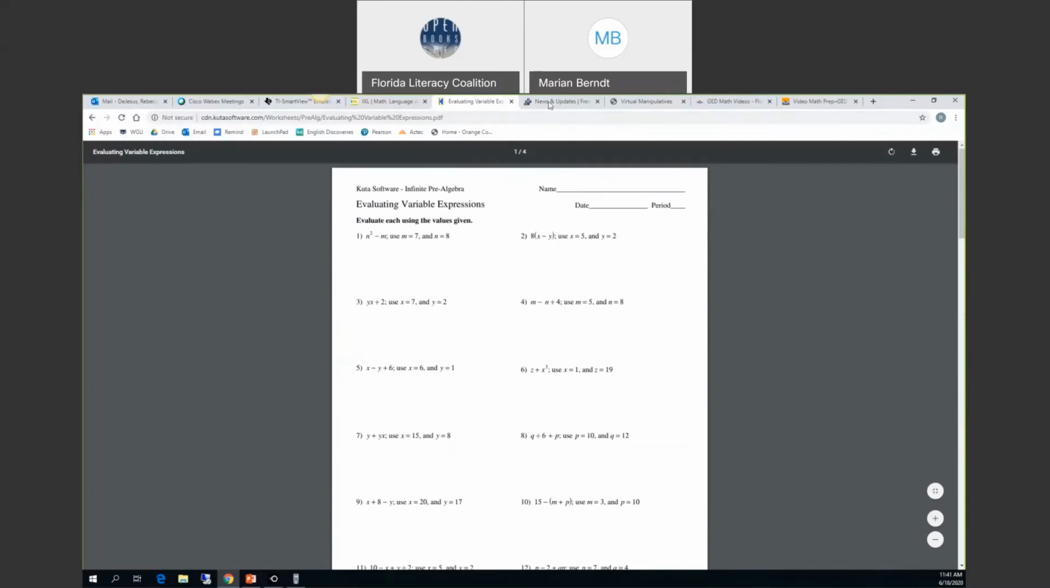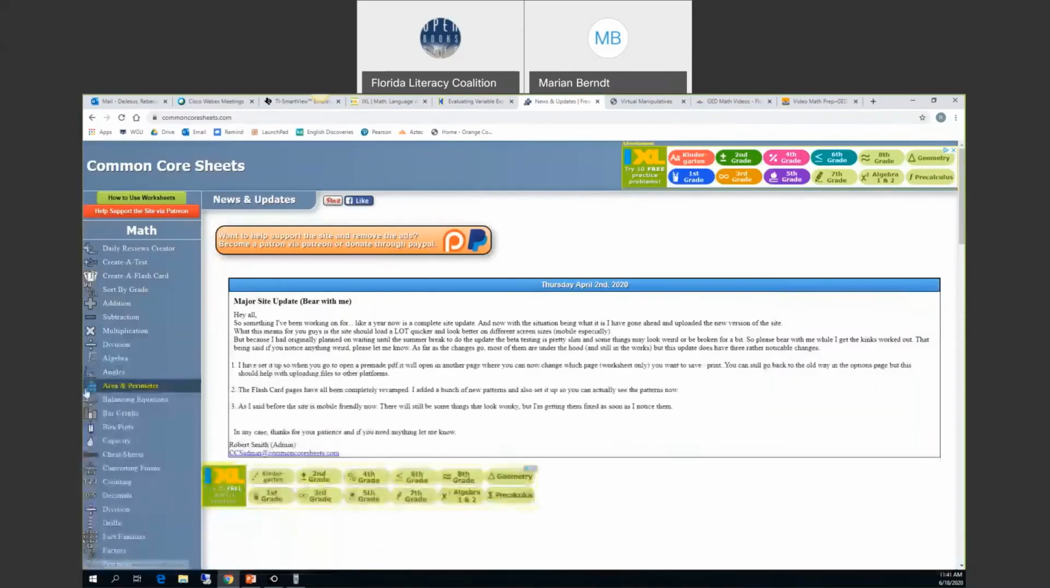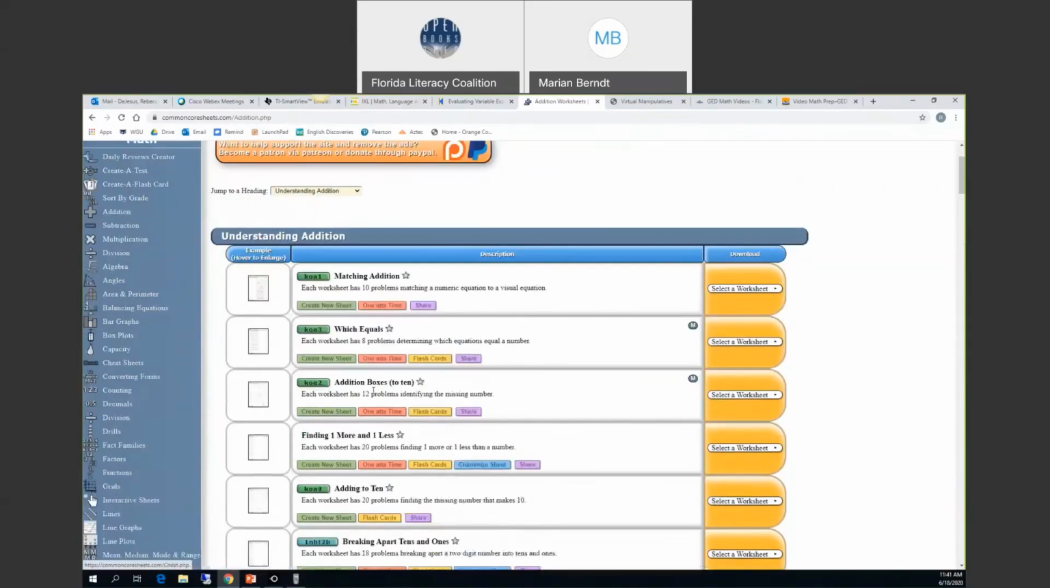So that's CUDA software. And then, let me get here, Common Core Sheets is another one where you have all of these ABE resources, goes down to simple addition. It addresses a lot of levels, and you can select worksheets. Usually they have 10 versions of the same worksheet. So if you like this matching addition worksheet, you can download 10 versions of them for your students if you want your students to have a ton of practice.